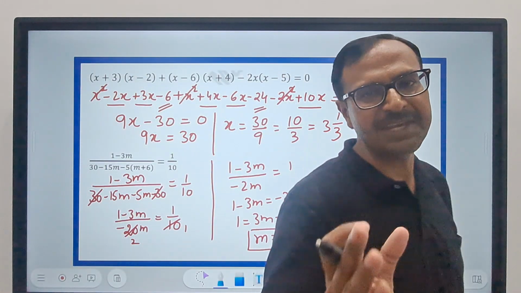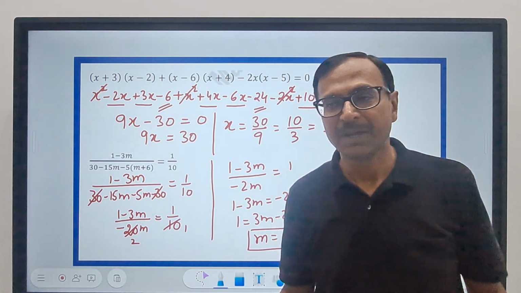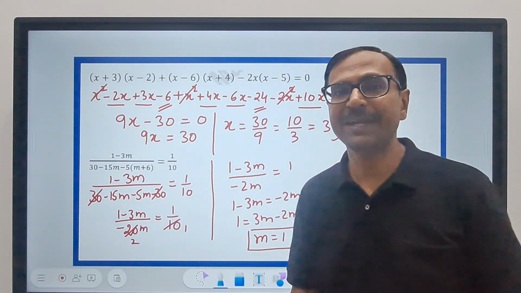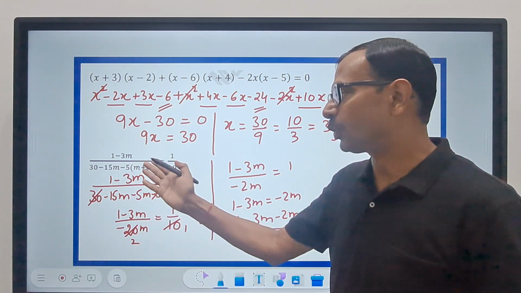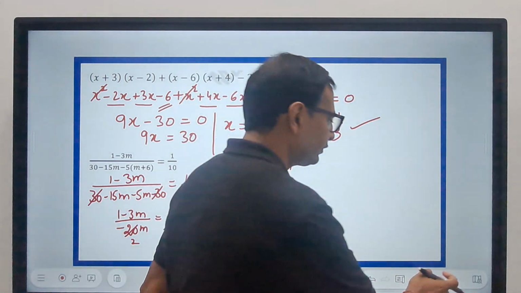See, where was the problem? There was no problem at all in the question. But students tend to create a problem for themselves by not opening the brackets and not simplifying. Okay, let's see another one.